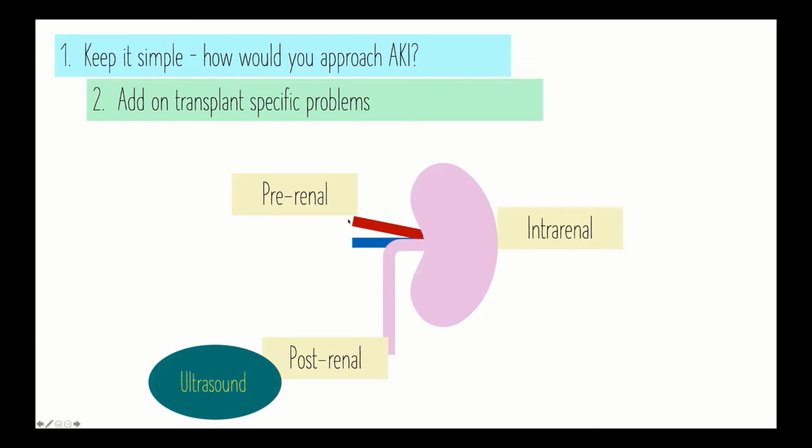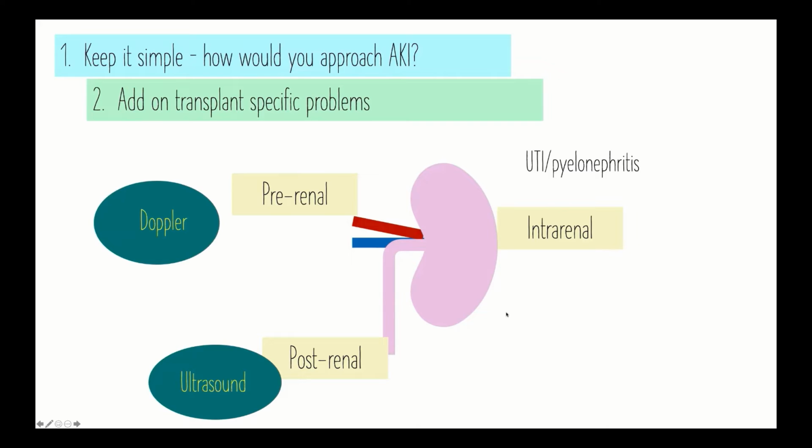The other anastomotic connections are, of course, the artery and vein. So we're going to do a renal artery Doppler looking at those vessels, so looking for renal artery stenosis and renal vein thrombosis. For intrarenal, we're going to think about pyelonephritis first of all.